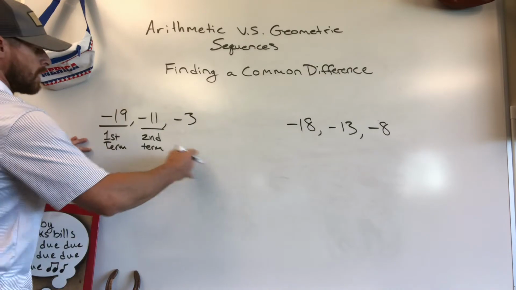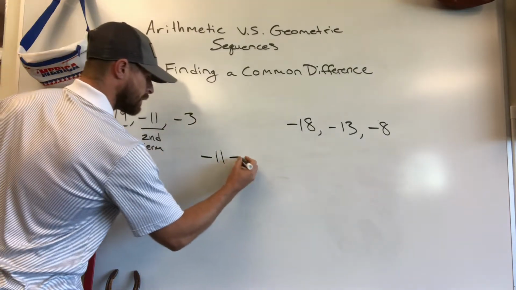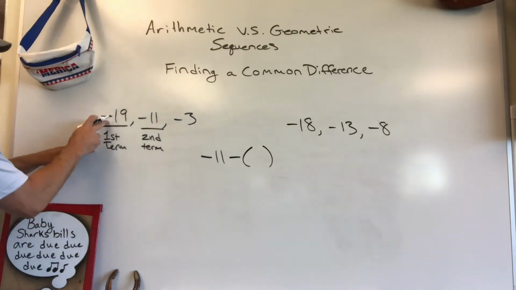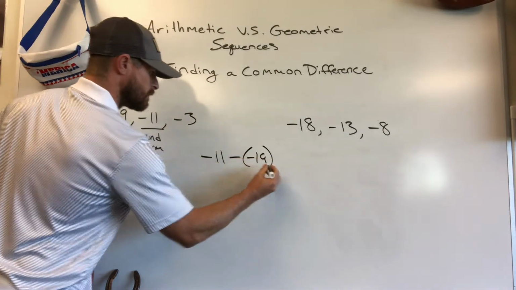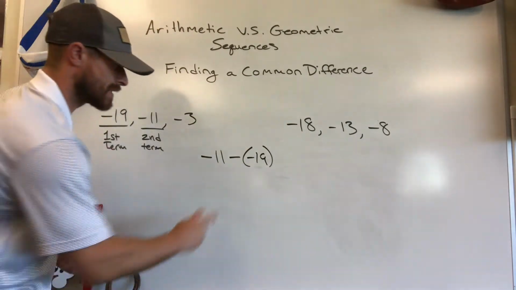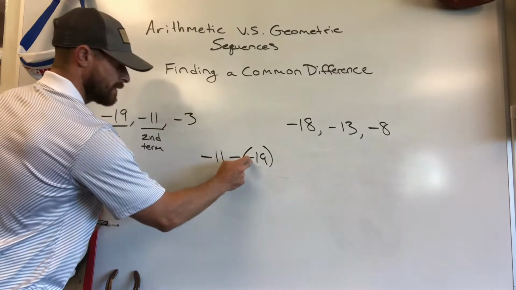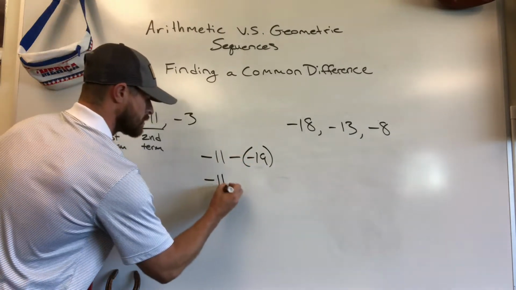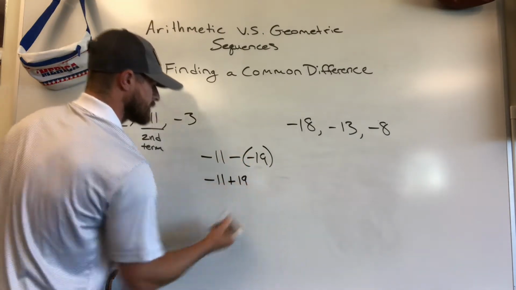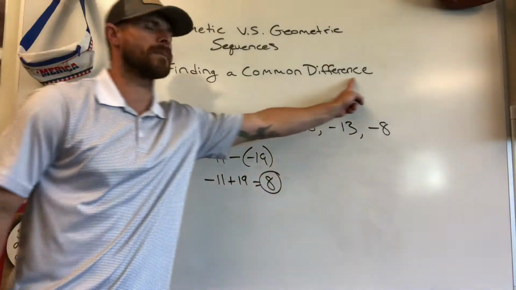All right. So second term, negative 11. I'm going to subtract my first term, which is negative 19. Make sure to put the negative values in parentheses because what that's going to show is we got double negatives here. And when we're subtracting a negative, what you're really doing is just adding. So negative 11 plus 19 is going to leave me with 8, and I have found my common difference.